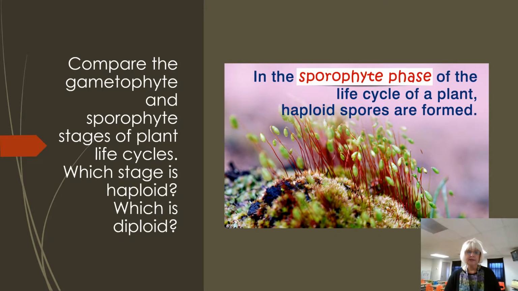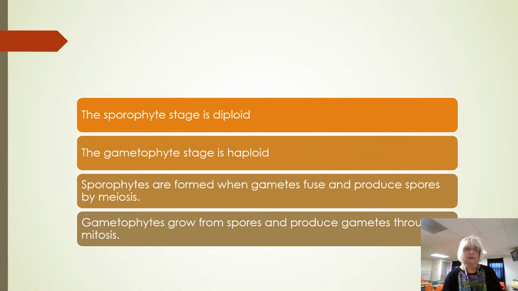Compare the gametophyte and the sporophyte stages of plant life cycles. Which stage is haploid and which is diploid? In the sporophyte phase of the life cycle of a plant, haploid spores are formed. So the sporophyte stage is diploid, the gametophyte stage is haploid.